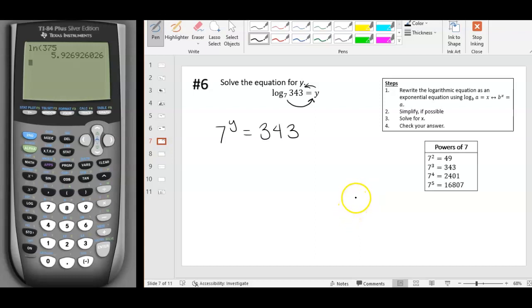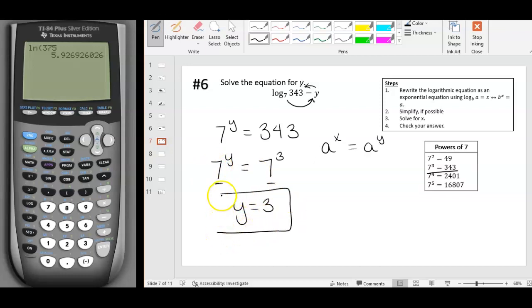Well, now this is like those exponential equations we were solving earlier in the unit, right? So we want to have both sides have the same base. So this is one of those things where my goal was to turn this into a to the x equals a to the y. So on the left side, I have a base of 7. So if I can rewrite the 343 as a power of 7, that would really help me out. Well, notice that 7 to the 3rd is 343. So I can write this as 7 to the y equals 7 to the 3. So since I have the same base now, I can set the exponents equal to each other. So that tells me that y equals 3.